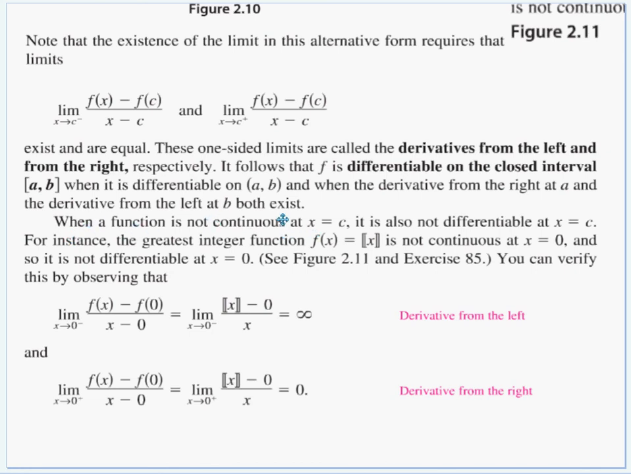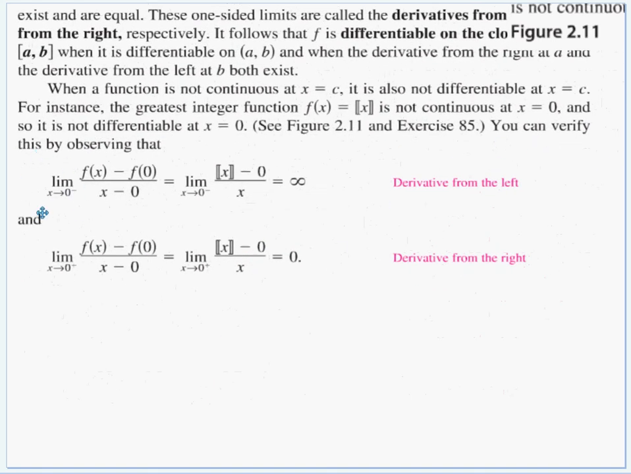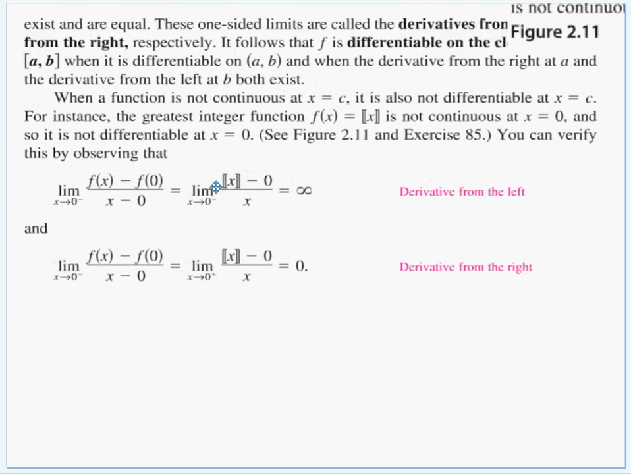When a function is not continuous at some point, it's also not going to be differentiable at that point. For instance, the greatest integer function, that step function, is not continuous at the origin, so it would not be differentiable at that x value. We can also see here, here's our step function. If we approach from one side, our limit would be infinity. Coming from the other side, it would be 0. They're not equal, so we would not be differentiable at that point.